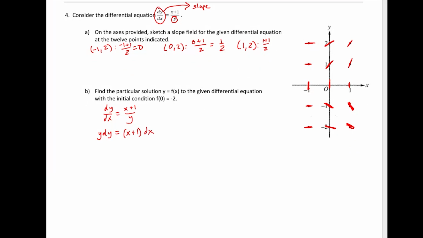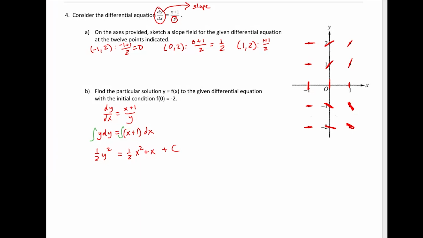Now, neither one of these sides are composites, so when I integrate both sides, I don't have to worry about doing a u substitution. I can just use the good old power rule. So on the left side, we'll have 1/2 y squared, and on the right side, we'll have 1/2 x squared plus x, and then we'll include the plus c over on the right-hand side.